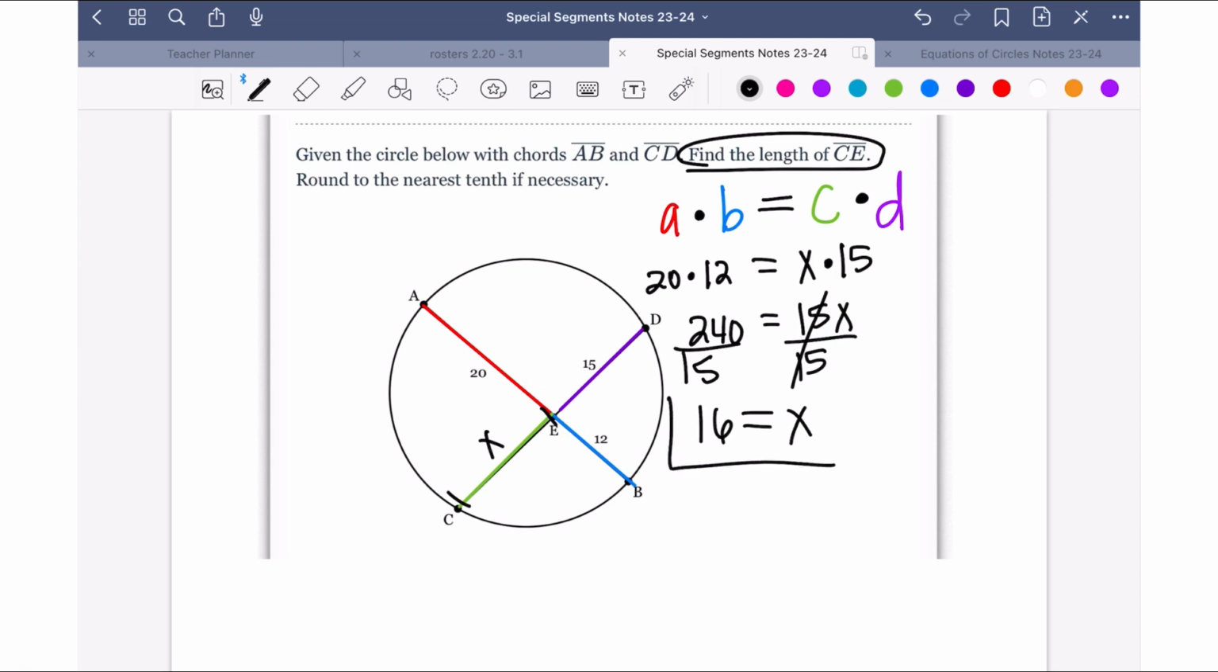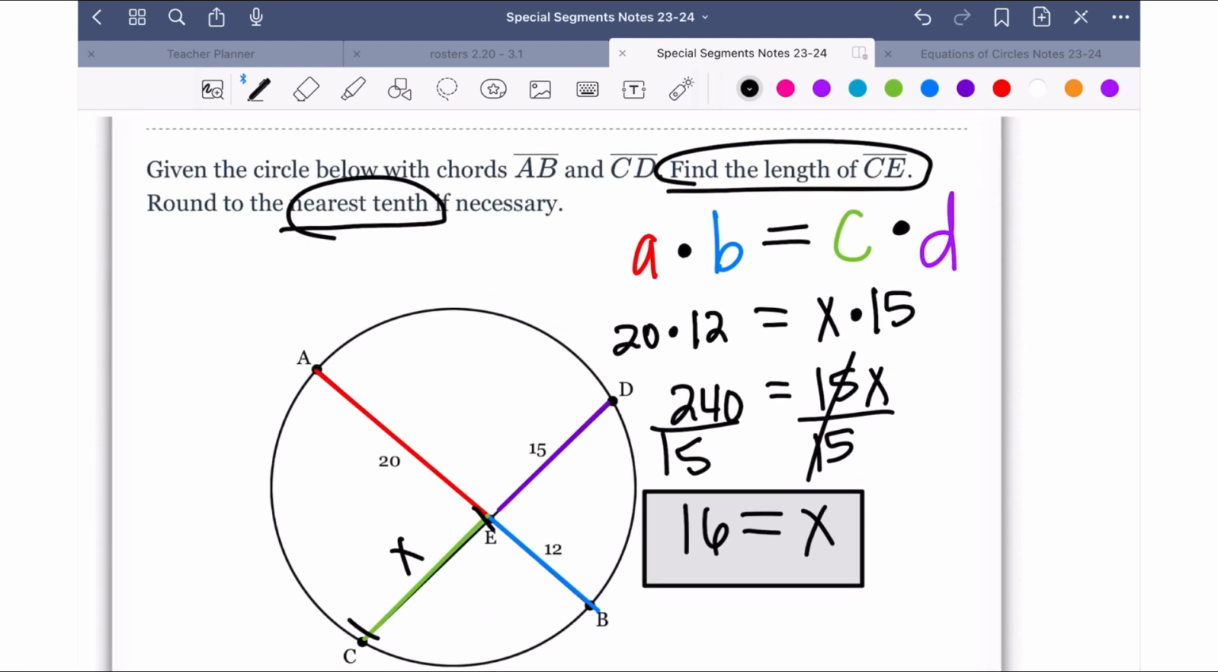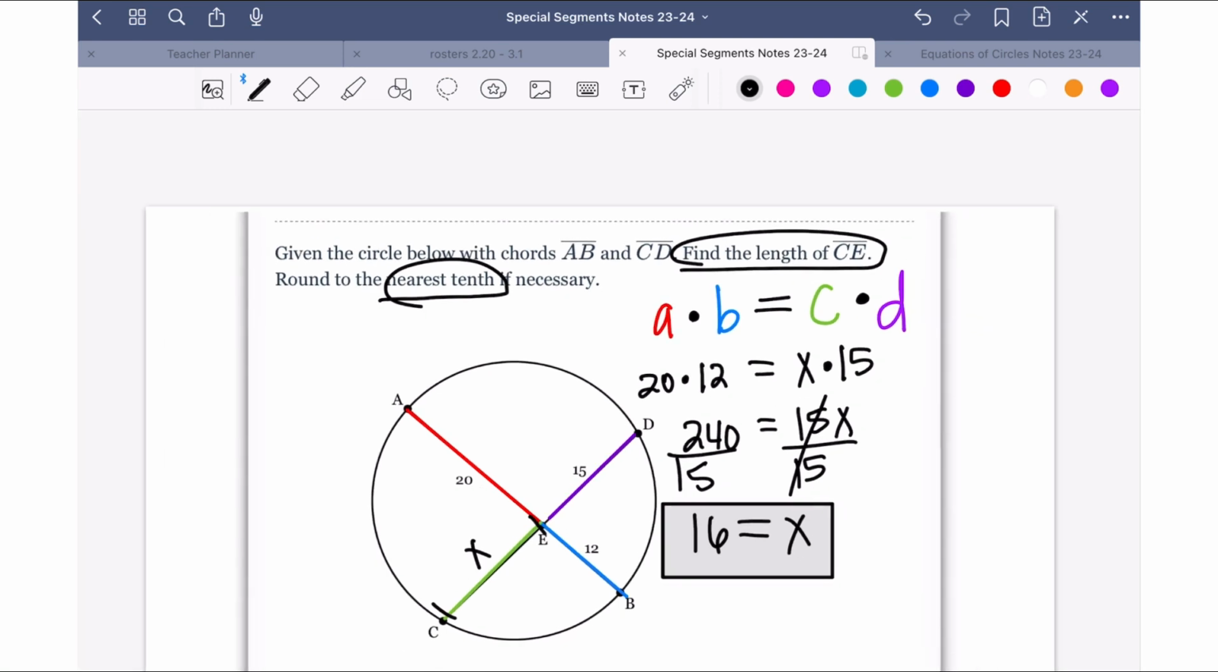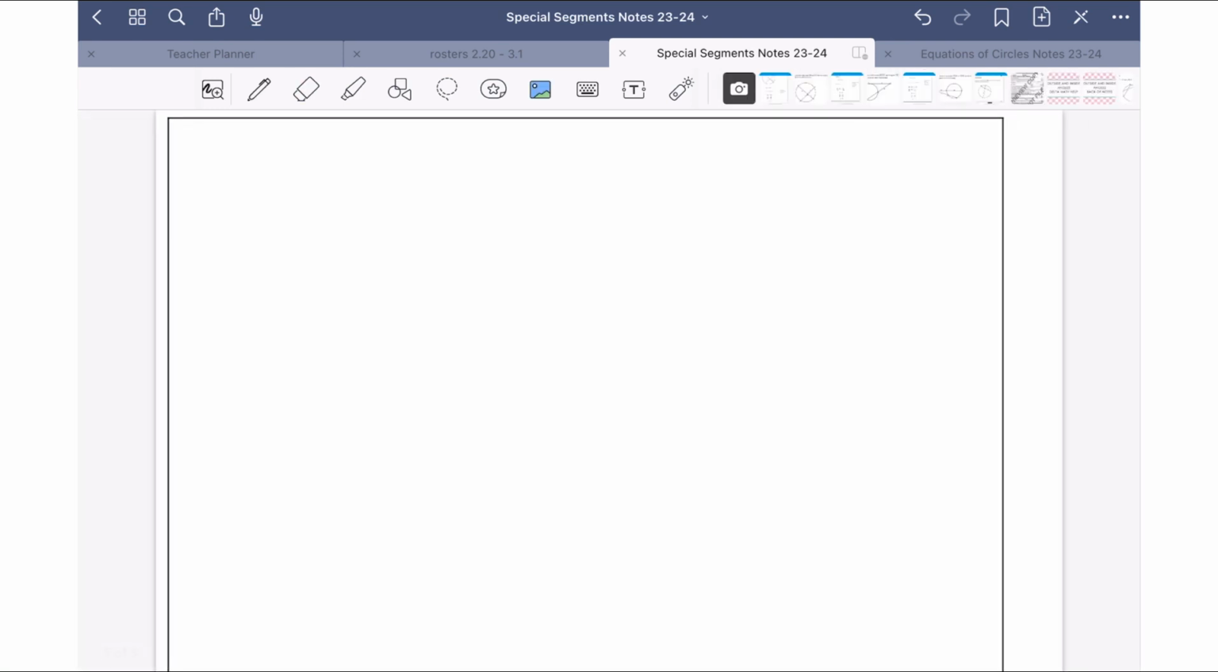Okay. All right. There's a chord and a chord. If you get any rounding, they're going to ask you to round to the tenth for some of these. So if you don't get a perfect whole number answer, then just round. Okay. All right. Let's do another one. Now I'm going to do, what did I have screenshotted here? Secant and secant.